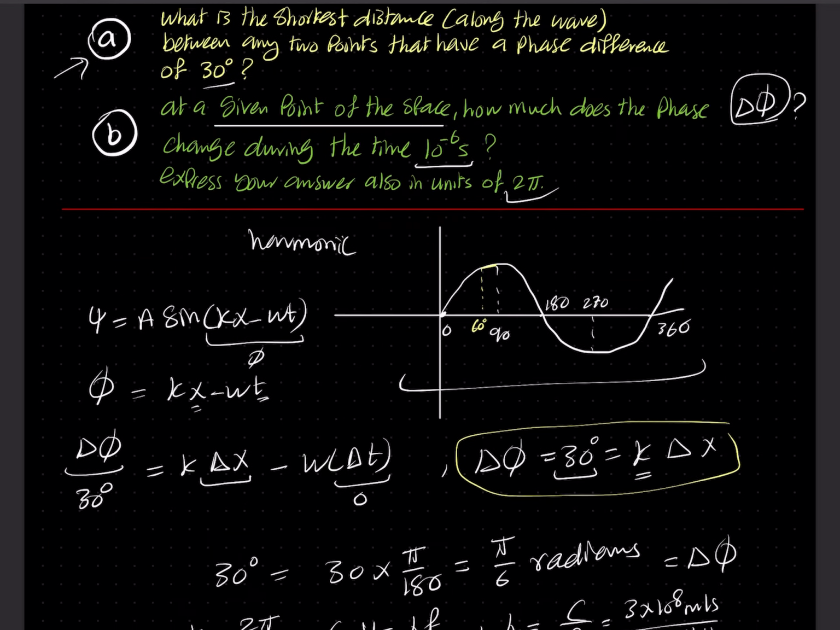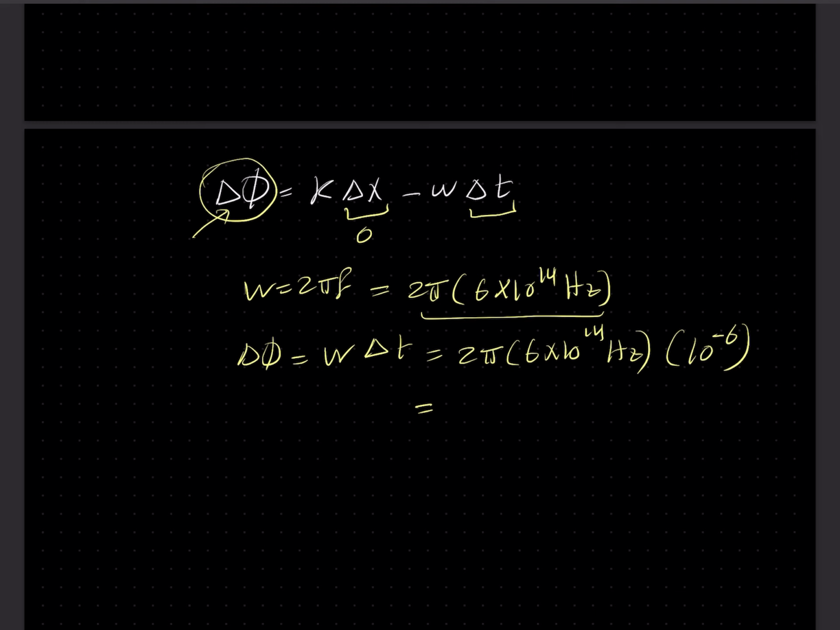We do this calculation, and we will get the same answer we got before, 600 times 10 to the power 6 times 2 pi radians. And of course, you can convert this to degrees if you want.